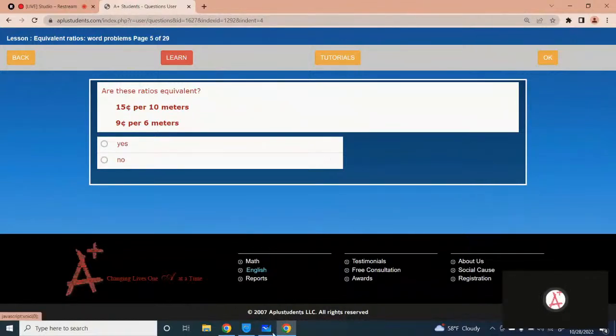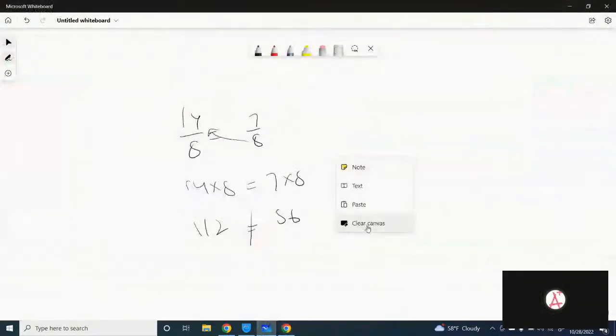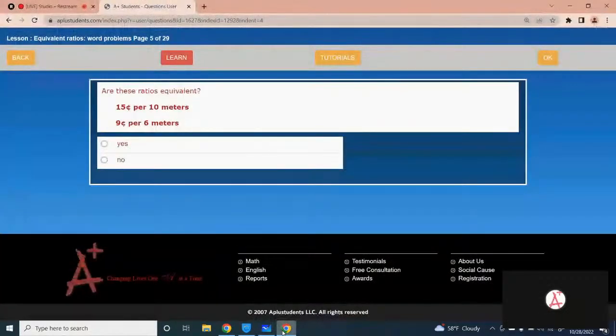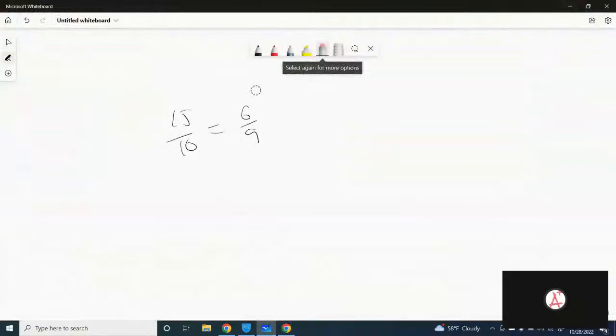Let me write them down on the board. 15 by 10 and 9 by 6. Let's just do cross multiplication. Let me just confirm, 9 by 6, not 6 by 9. So you have to do 15 times 6 and 10 times 9.